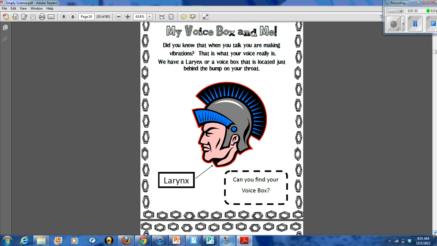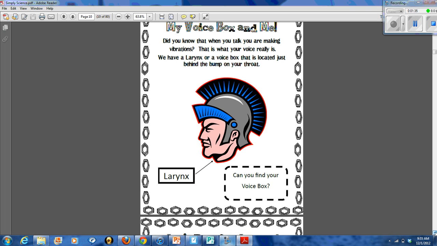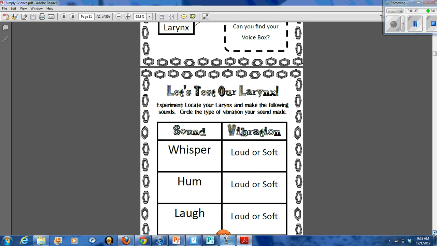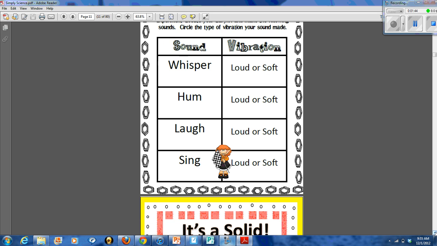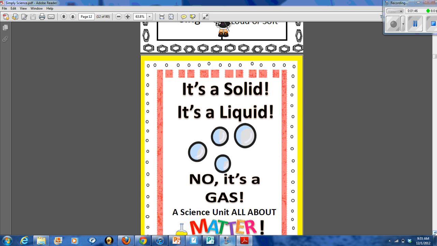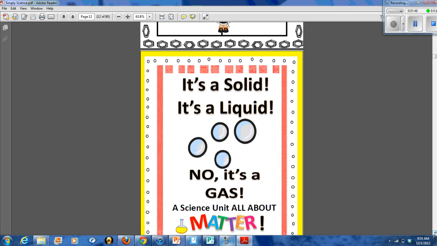You will have a section that talks about the voice box and the larynx and how we create sound. There is an experiment that you will work on with your larynx. You will have, it's a solid, liquid, no, it's a gas.